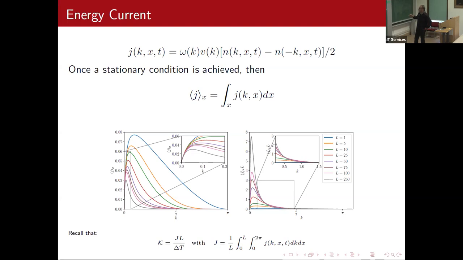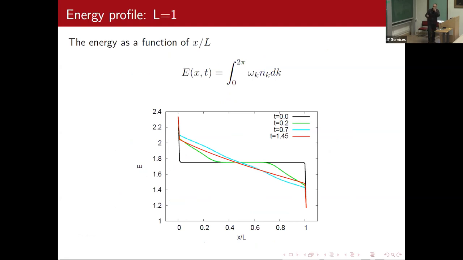So this basically means that this high wave number part is again ruled by standard diffusion, because this is J times L, and this is all independent of the size of the system.